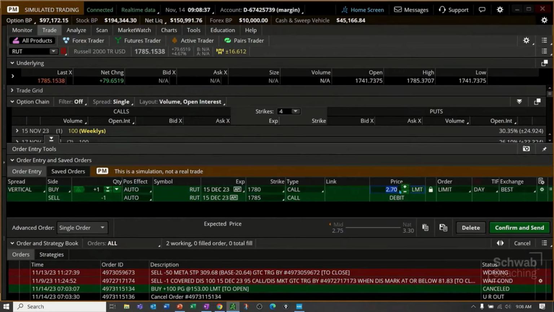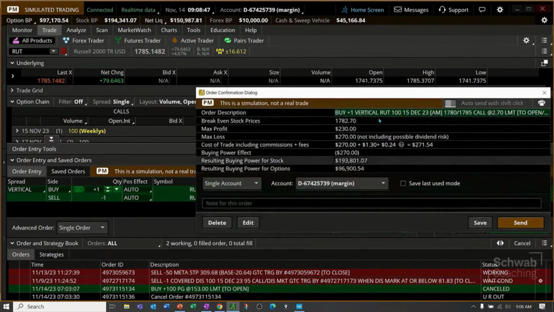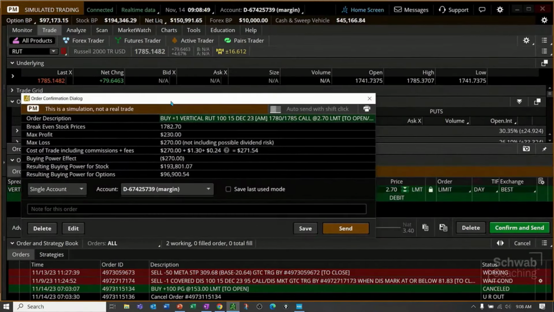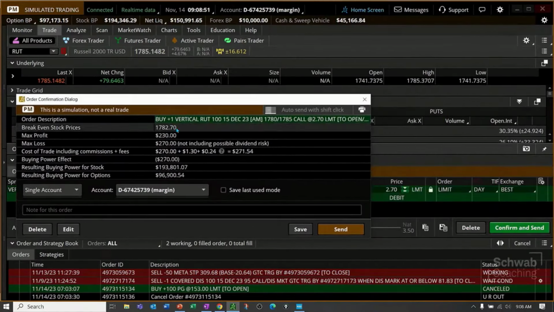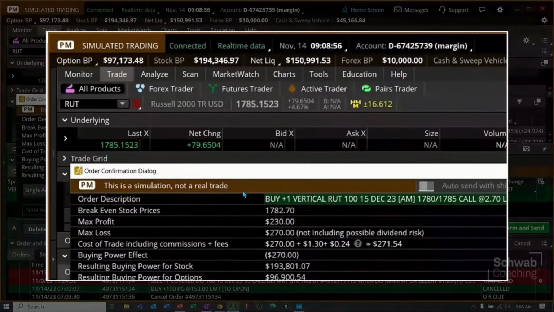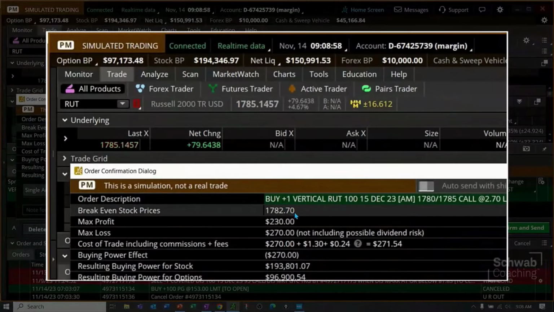The debit, what are we paying? What do we have a right to buy it at? 1780 is where we have a right to buy it, plus 270. And now we see a break even. Break even, survey says, 1782.70. Where's the price now? 1785. We just need the Russell to stay where it is right now to break even.